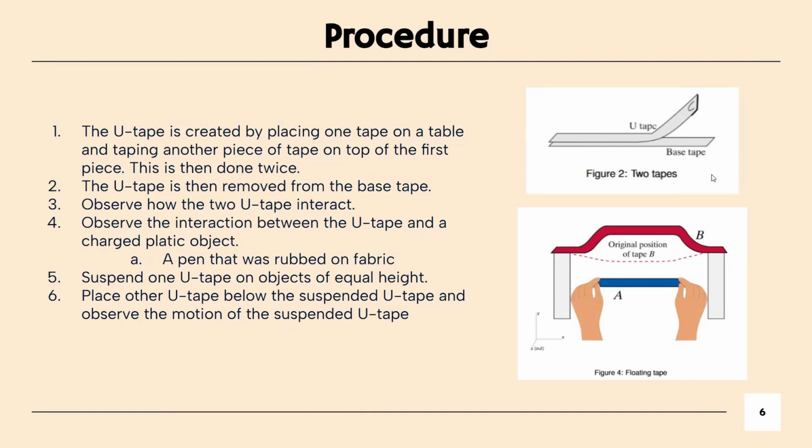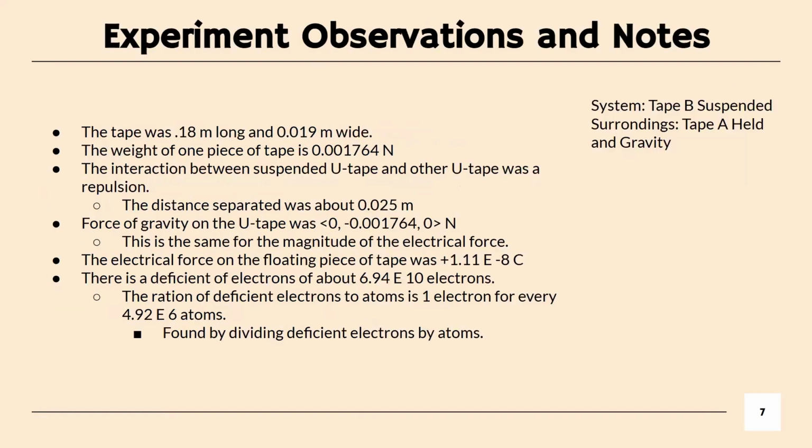The fifth part of the procedure was to suspend one U-tape on objects of equal height, and then place the other U-tape below the suspended U-tape and observe the motion of the suspended U-tape. This is shown in the diagram to the right on the bottom, and the top one shows the U-tape versus the base tape. That was the procedure for the actual experiment.